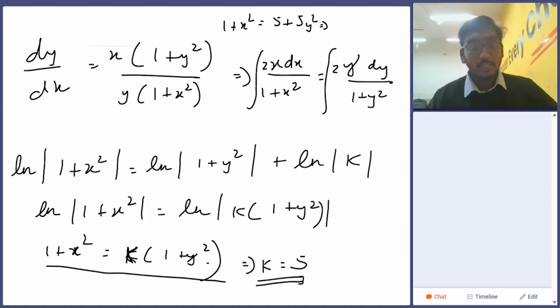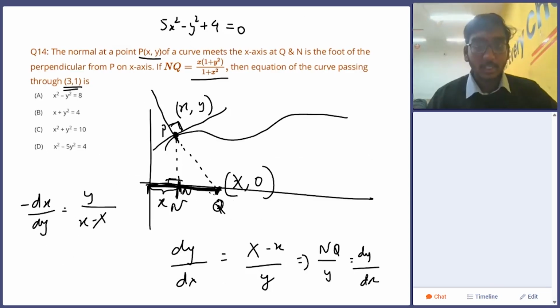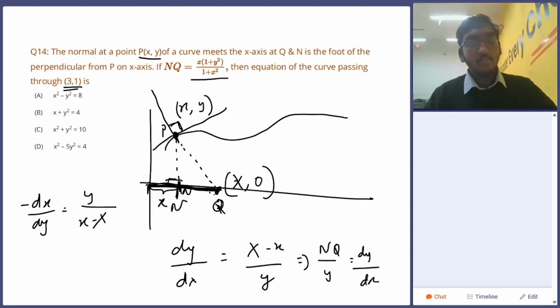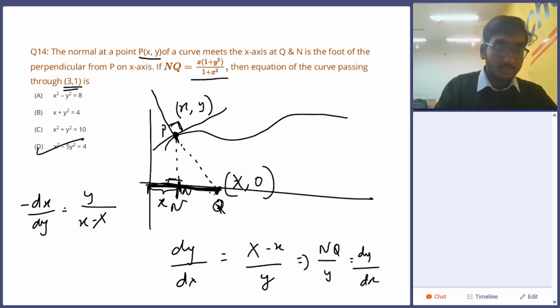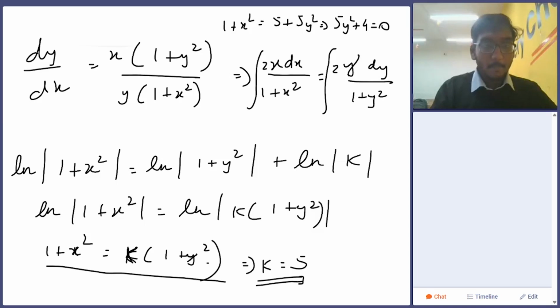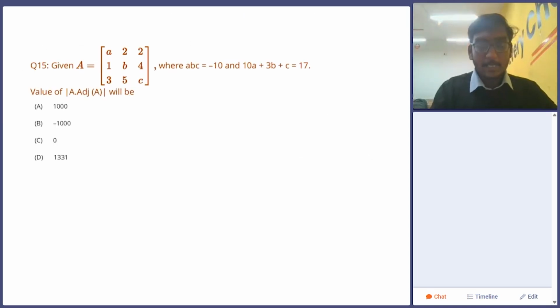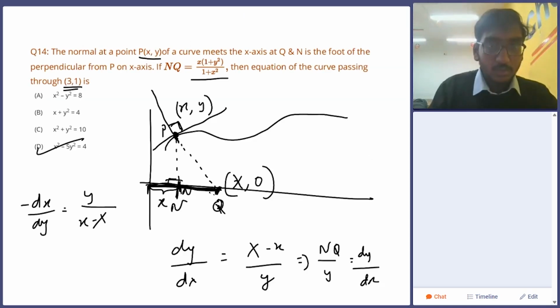So what will be the final expression? 5y square plus 4 equal to x square, right? That is what you will be getting. 5y square plus 4 is equal to x square. Yes, this expression. So this was the 14th question, right? Yes.